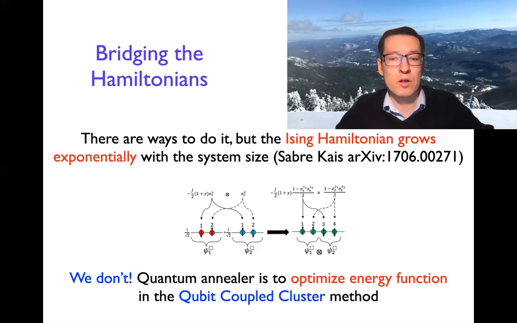So in our work, we decided not to bridge the Hamiltonians and to use quantum annealers quite differently. We would like to use the quantum annealer just to optimize an energy function that appears in one of the methods that we developed, not for annealers, but for universal gate quantum computing. And the method is the qubit coupled cluster method.